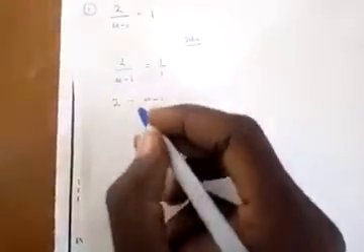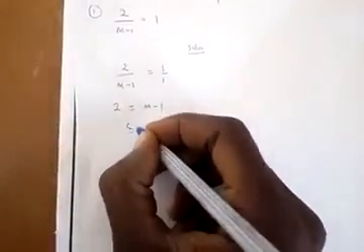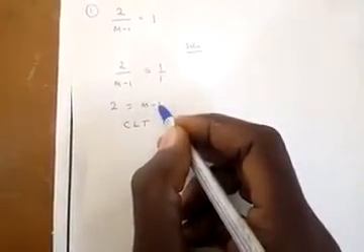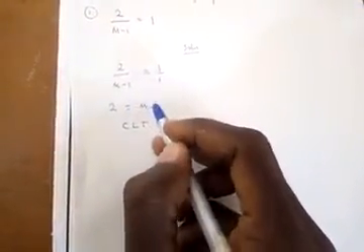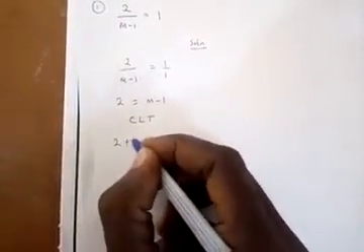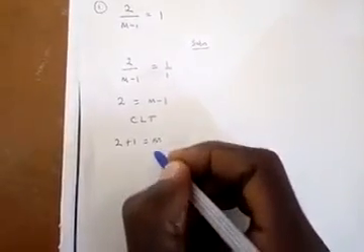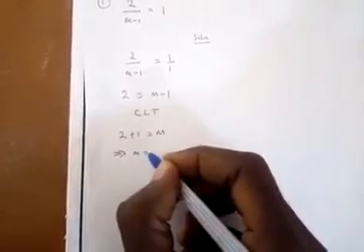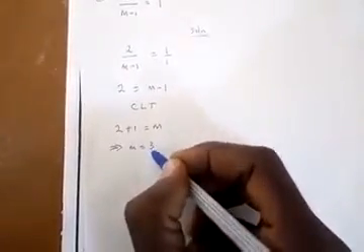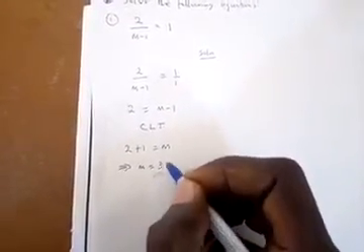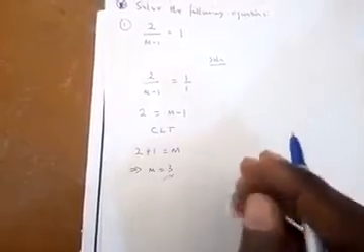After that I will now collect like terms. I'm carrying this minus 1 and I'll bring it to the other side, and minus 1 coming to the other side will change to plus. So I will have 2 plus 1 is equal to m. That implies that m is equal to 2 plus 1, which is 3. And that gives me the final answer. Please, if you have any question, you can still ask.